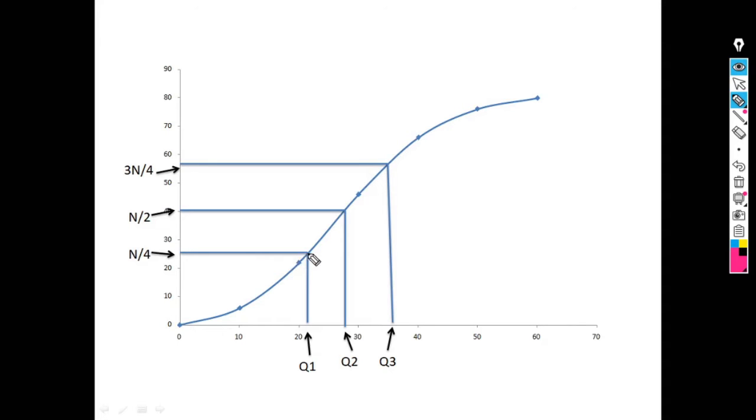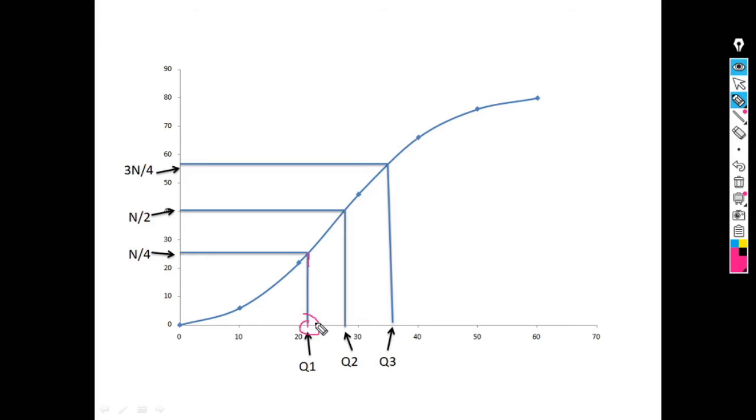Then from this point of intersection, draw a perpendicular line to the x-axis, and this point of intersection of the perpendicular line and x-axis is known as the value of Q1. So for Q1, our first step is to locate the n by 4 value on the y-axis. Then from that point draw a parallel line to the x-axis to meet the Ogive curve, and from this point of intersection draw a perpendicular line to the x-axis. The point where this perpendicular line and x-axis meet is known as the Q1 value, that is the lower quartile value.